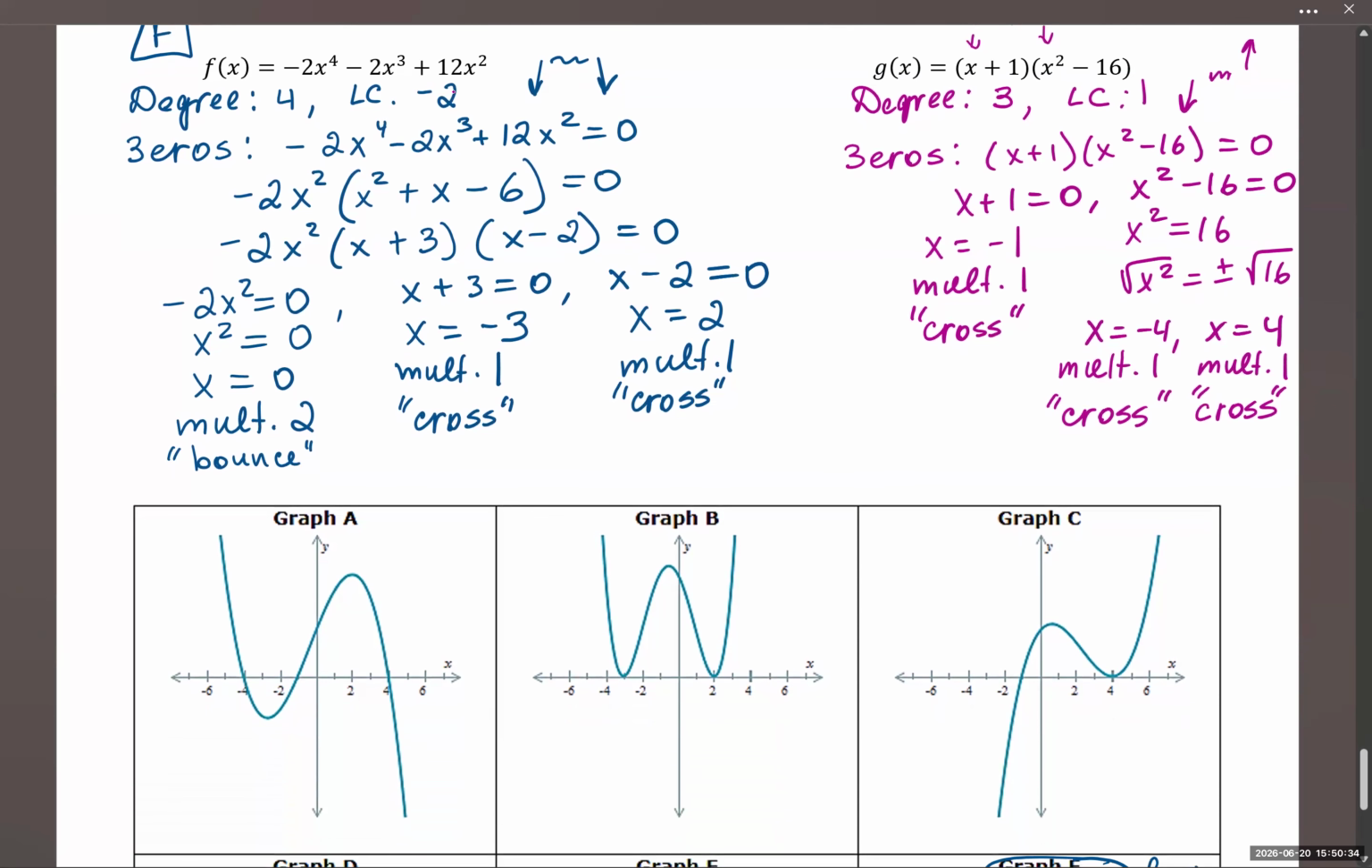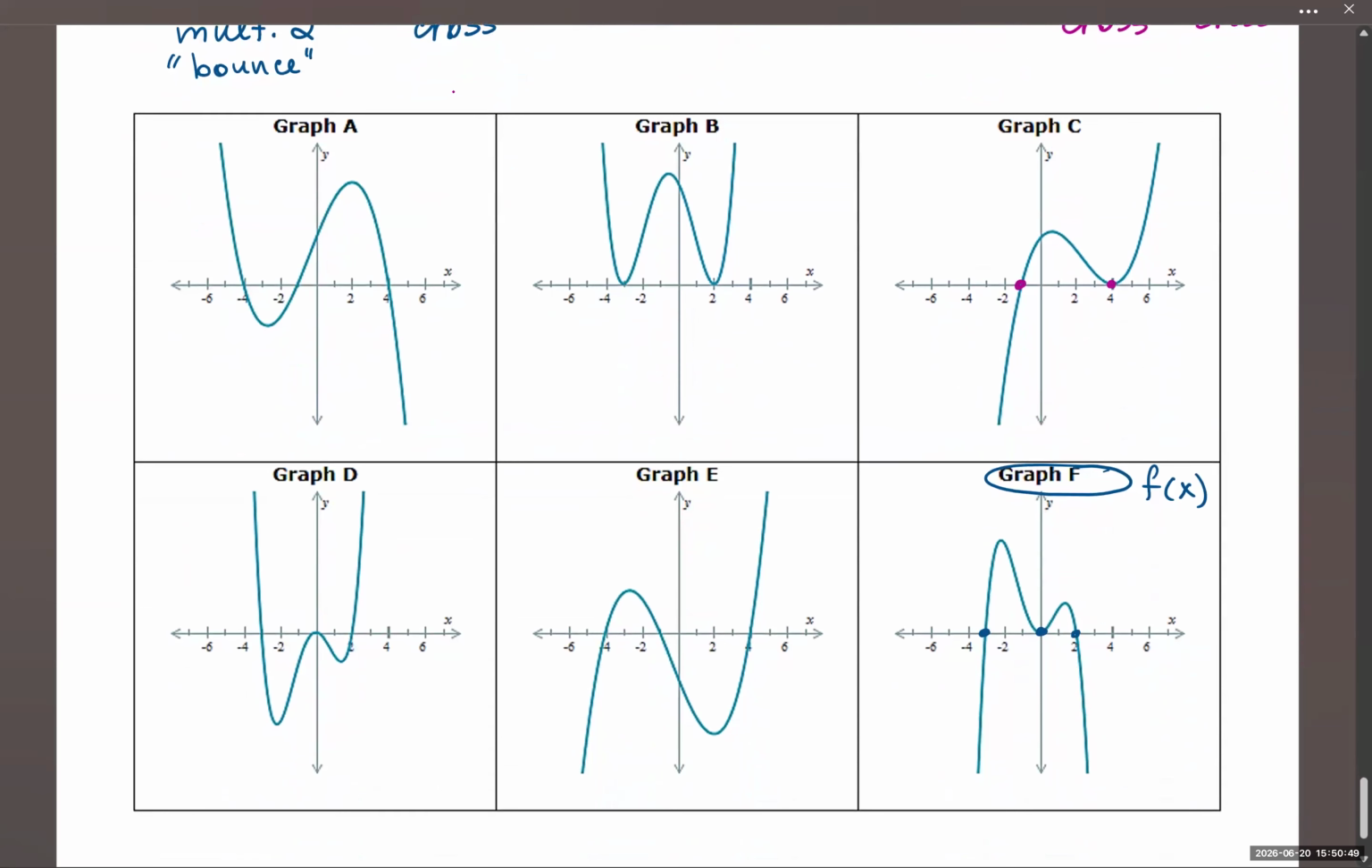Let's see if we can match it. The graph A does not have the correct end behavior. Neither does graph B. Graph C does. Let's see if the zeros match. We have a 0 at -1, that's crossing, and a 0 at 4, that's bouncing. That's not it. Graph D does not match because of the end behavior. Graph E. So we have graph crossing at -4, that's a good sign. Crossing at -1, that's great. And crossing at 4, and the ends also match. So graph E is what you want for the g of x.